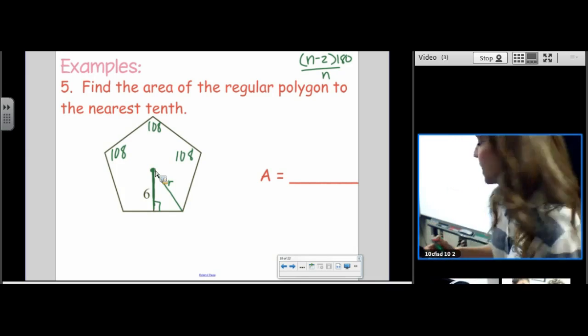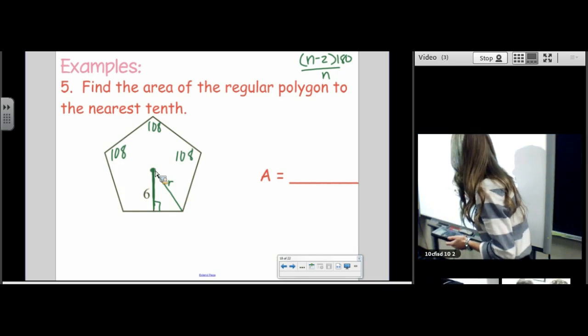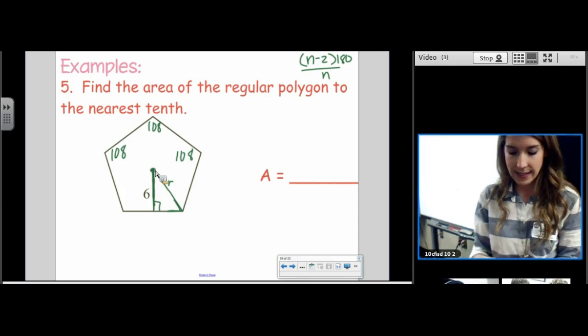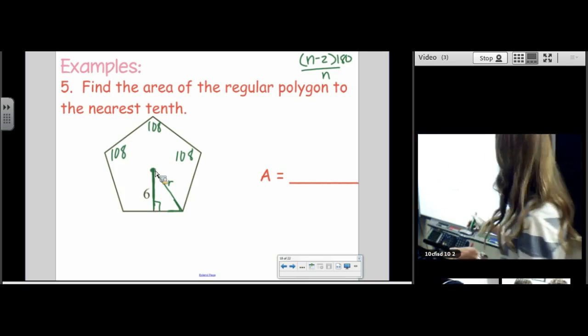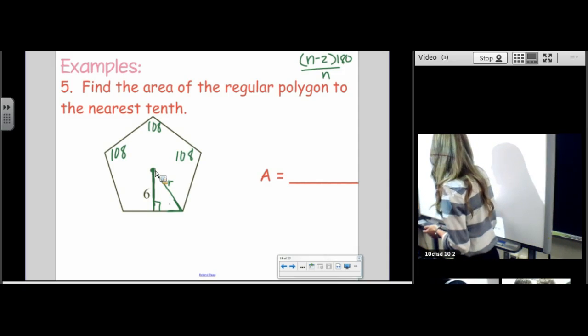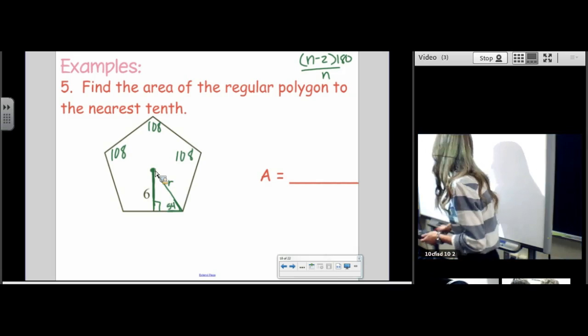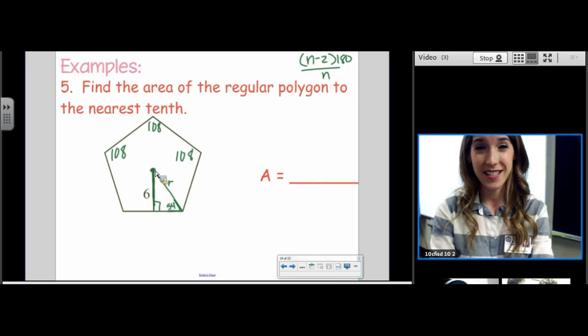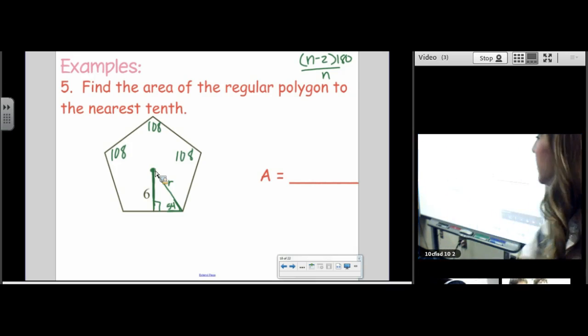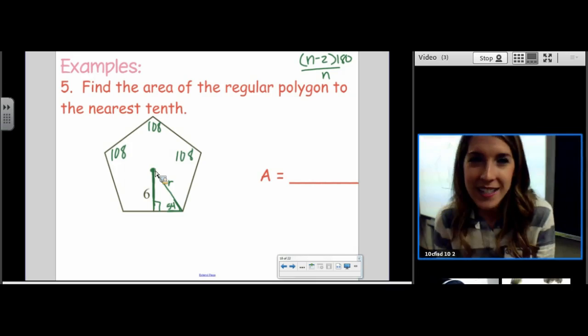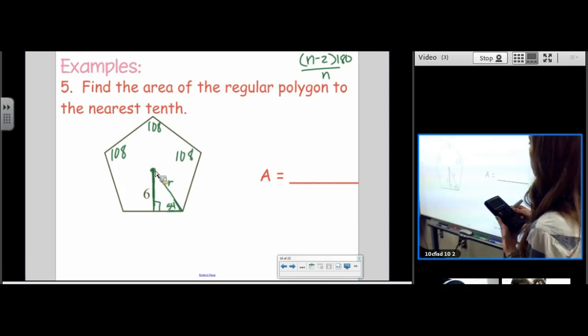Now, to find this angle right here, we need to do 108 and we need to bisect it. Yes, you can assume that the radius bisects the angle because it's regular. So this is 54. Guess what you're going to have to do to find the radius? What? Yeah, Taher got it. Trig. I'm sorry, but you have to. So, that's okay because we are awesome at trig. Okay, so we double it.